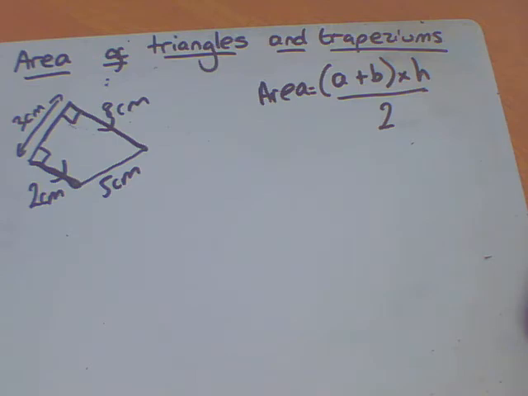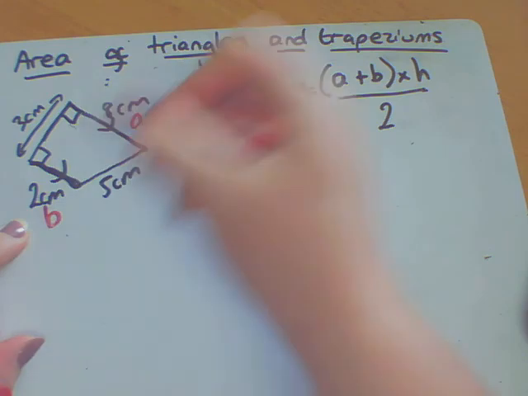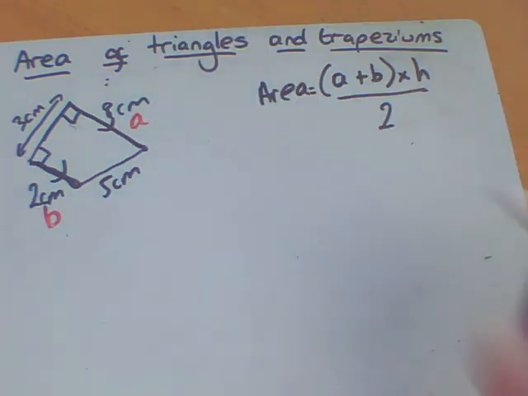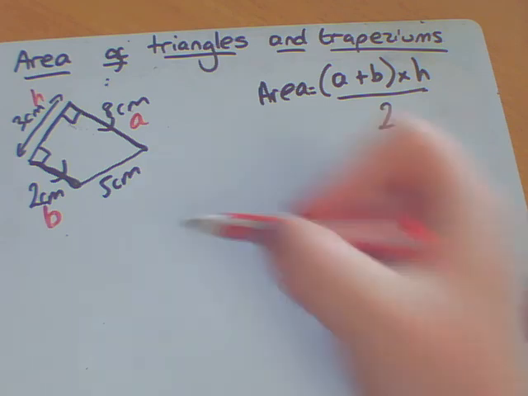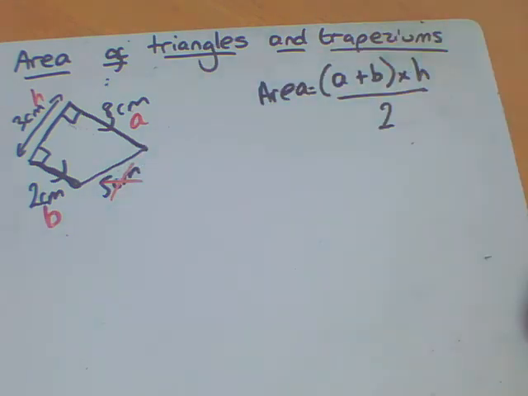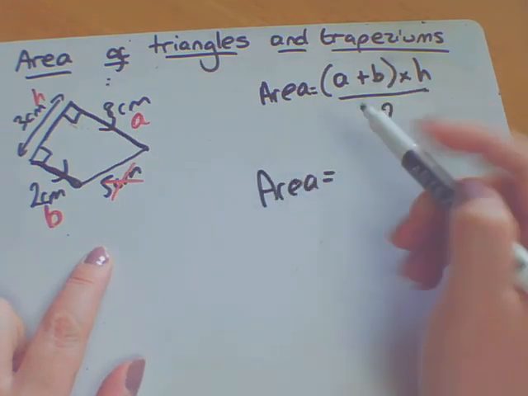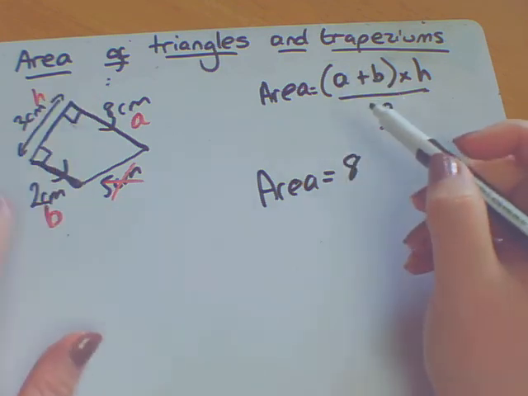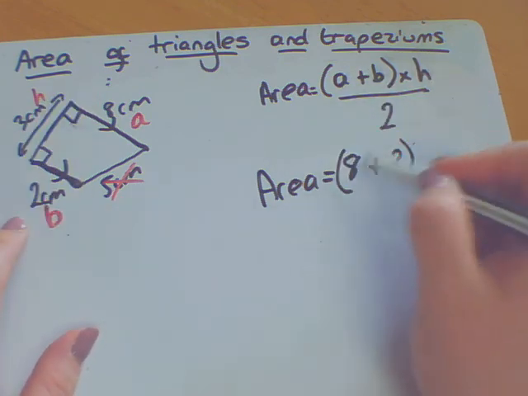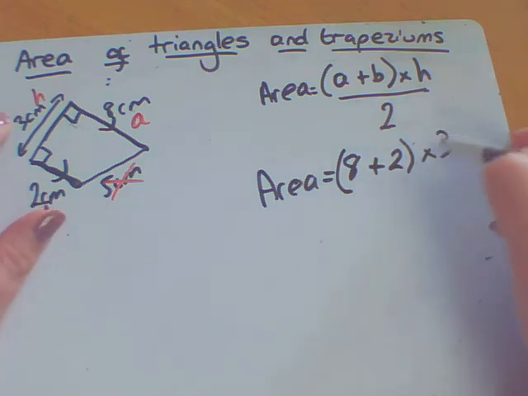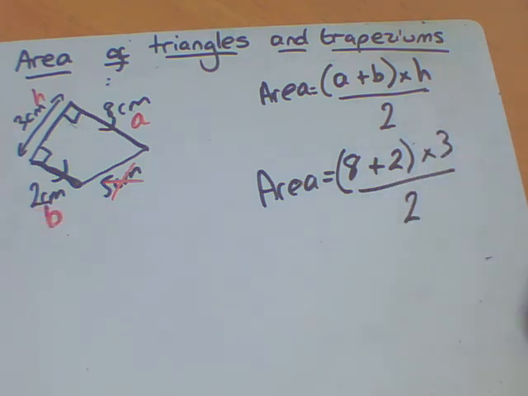So the first thing we're going to do is identify our A's and B's. So A, you've got your 2 parallel sides. I know they're 2 parallel sides, I've got the little arrows on. And my H in this case is 3. And the side length that I'm not interested in using is the 5. Okay, it's on a slant, it's not perpendicular to anything, I'm not interested in it right now. Again, plug your values in. So A is 8, B is 2, H in this case was 3, and I want to halve everything.